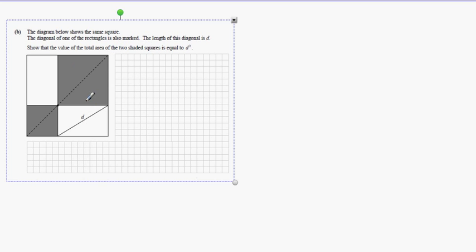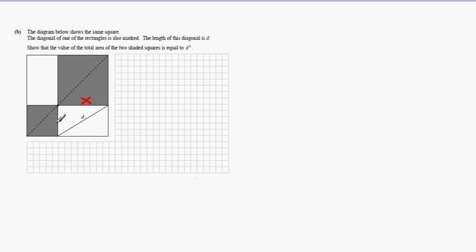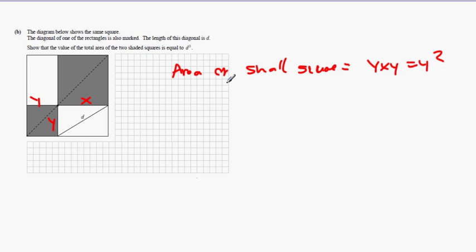Well, let's call this x and let's call this y. The area of this one, the area of the small square, equals y multiplied by y, which is y squared. The area of the large square equals x multiplied by x, which equals x squared.